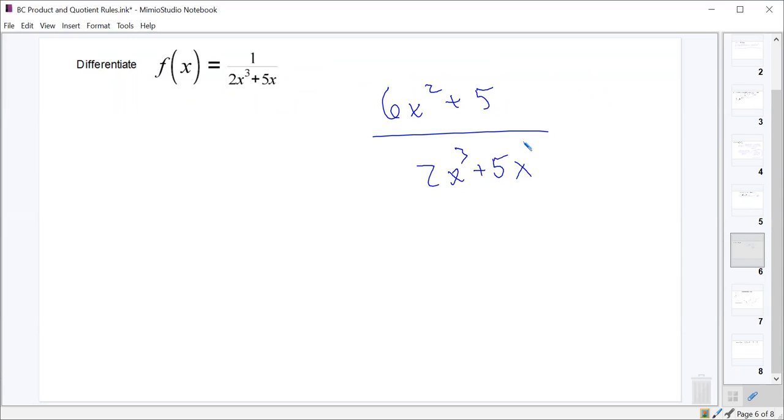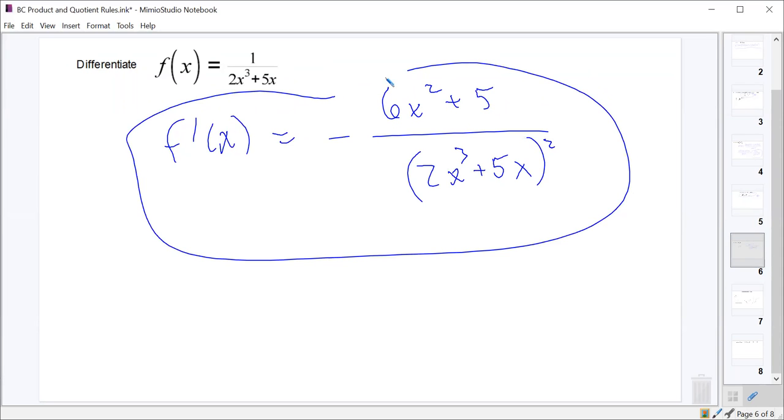No, negative. Negative of that. There we go. Right, just apply the rule and you're good. The slope of the tangent line to 1 over 2x cubed plus 5x at any x value is negative 6x squared plus 5 over 2x cubed plus 5x squared. Easy enough? Hopefully.